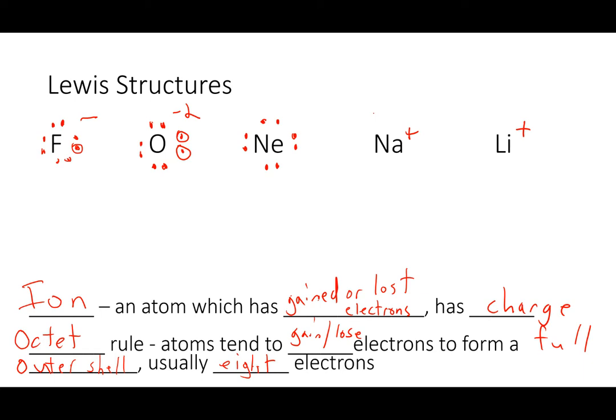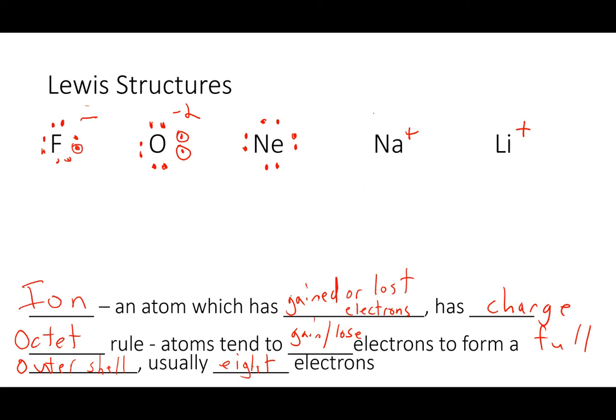In summary, all of these elements will gain or lose electrons in order to form a full outer shell, which is usually 8 electrons. And when I gain electrons, I develop a negative charge, which was the situation here. When I lose electrons, I develop a positive charge.